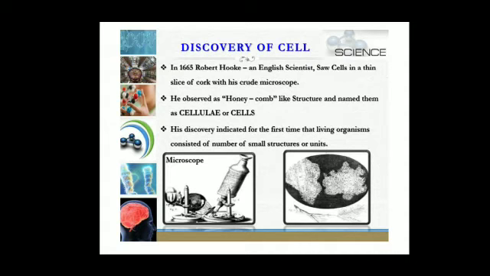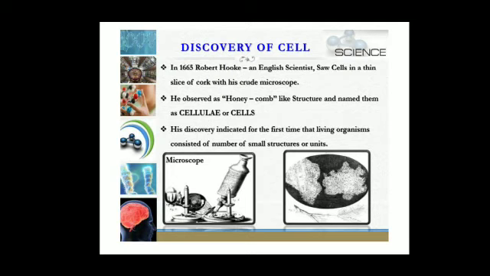He took a thin slice of cork, and when he observed it in the microscope, he observed something like a honeycomb. Children, here in the second diagram we have a structure like a honeycomb. He named them cellulae or cells. Children, in Latin, cell means a compartment or a small room. His discovery indicated for the first time that living organisms consist of a number of small structures or units.